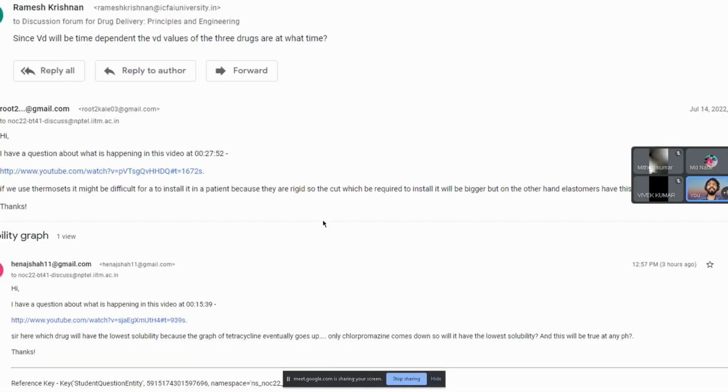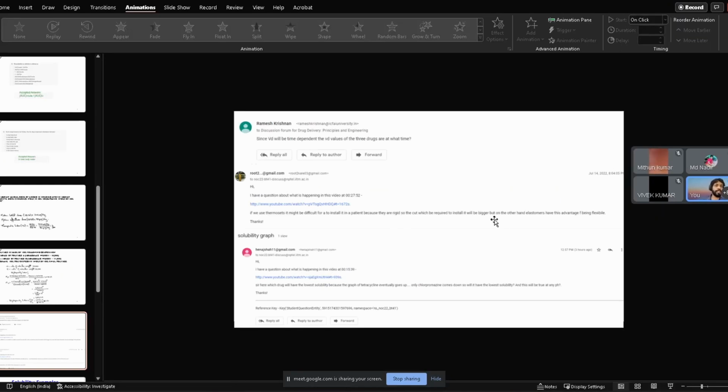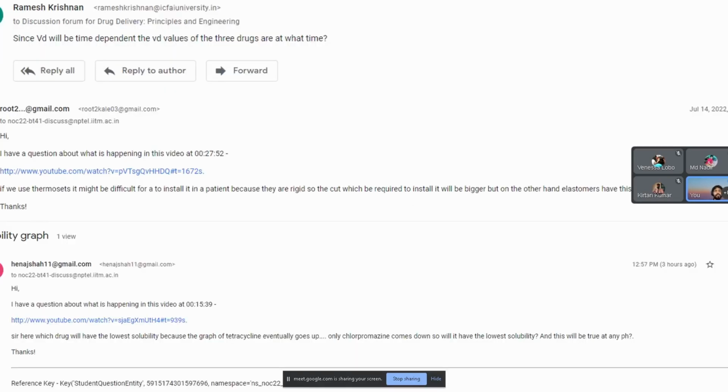Okay, so the next question asks, if we use thermosets, it might be difficult for a person to install it in a patient because they are so rigid. The cut which would be required to install it would be bigger, but on the other hand, elastomers have this advantage of being flexible. Do you guys remember what thermosets and elastomers are?